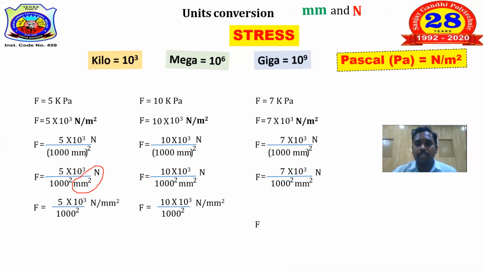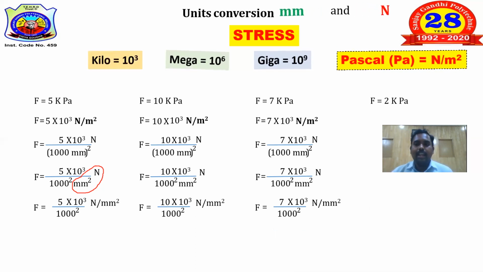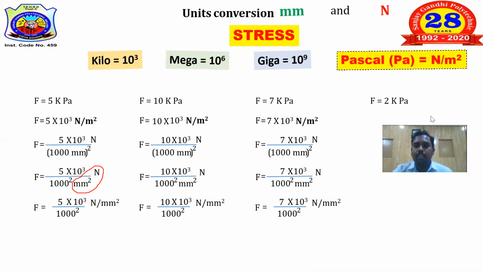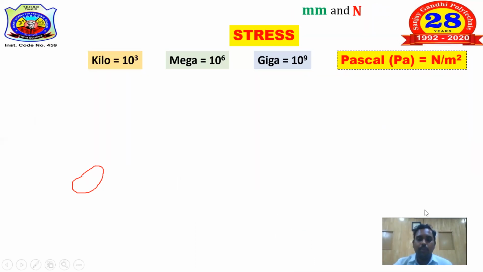On simplification, I'll get this answer. So this is the answer for your question. Next example, F is equal to 2 kilopascal, and the same thing, students. What we have done, you need to do with this question. Take it as homework, then you are supposed to do that question. Okay, is it clear? Okay, done.